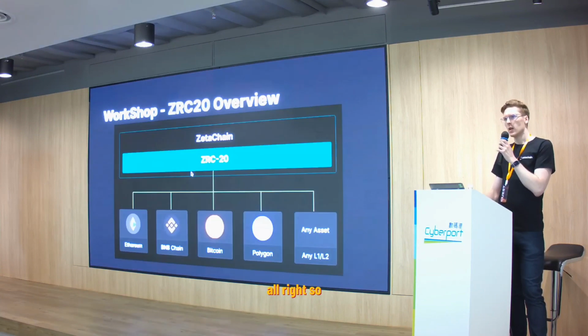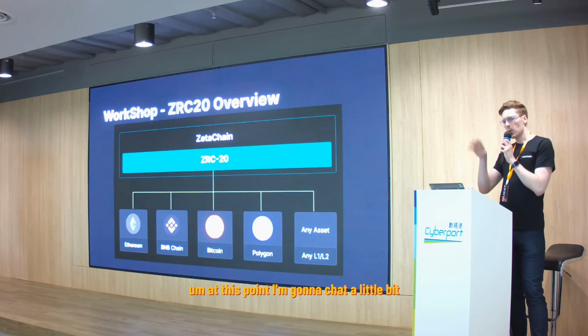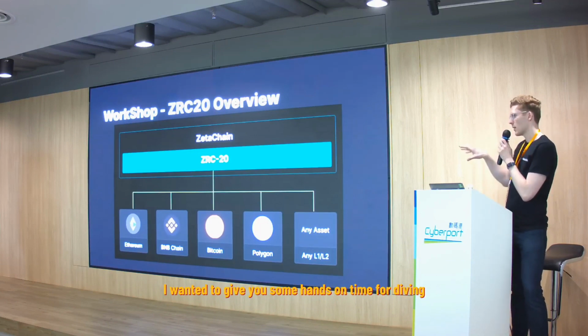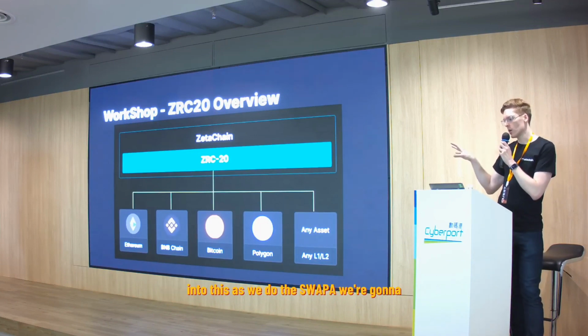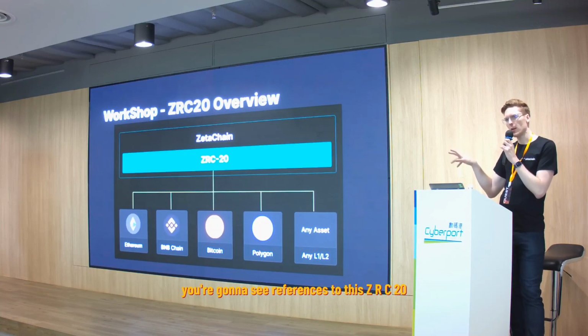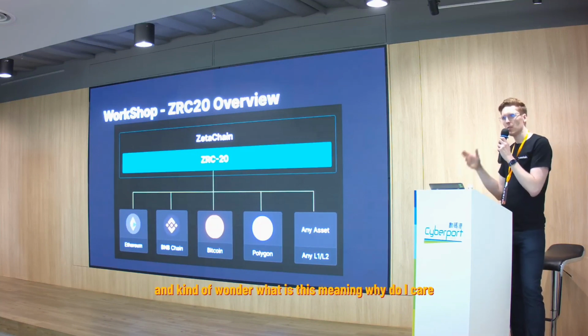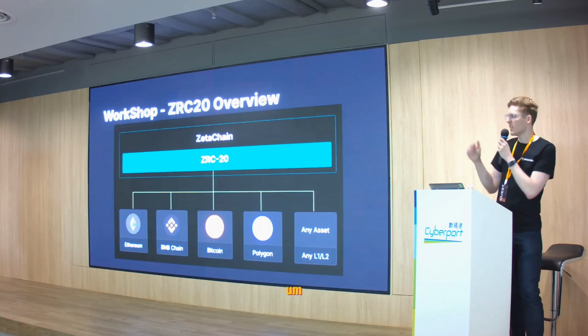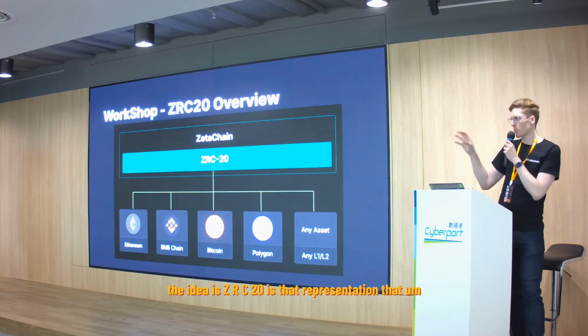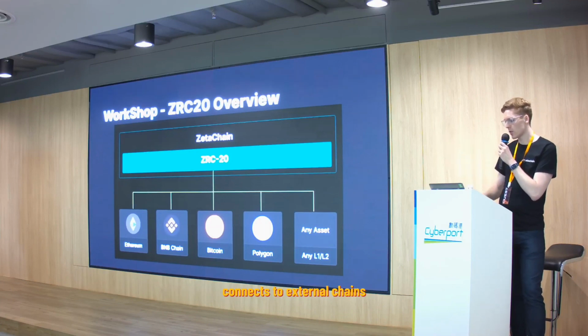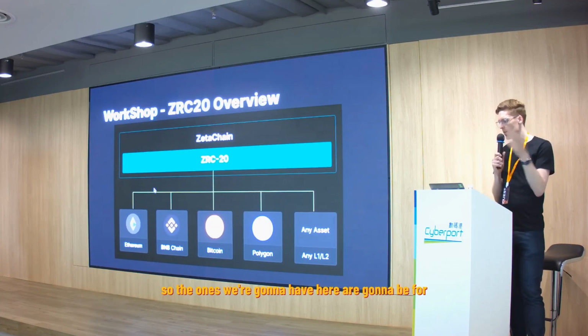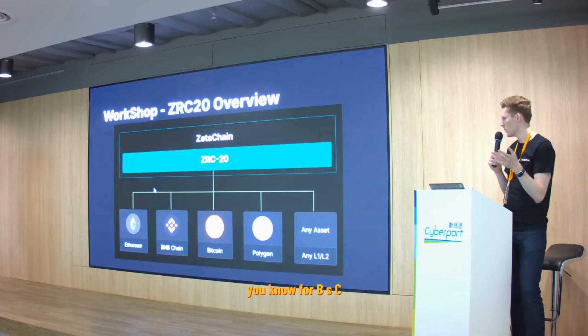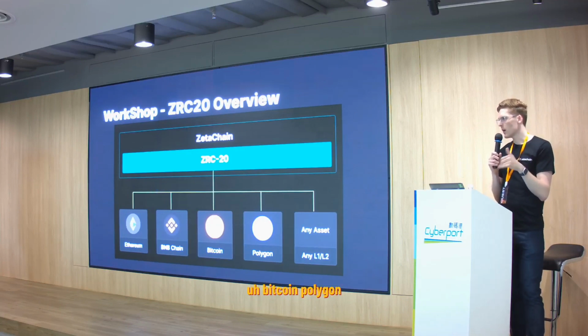All right. At this point, I'm going to chat a little bit. I wanted to give you some hands-on time before diving into this. As we do the swap app, you're going to see references to ZRC20 and wonder, what does this mean? Why do I care? The idea is that a ZRC20 is the representation that connects to external chains. The ones we're going to have here are for Ethereum, BSC, Bitcoin, and Polygon.